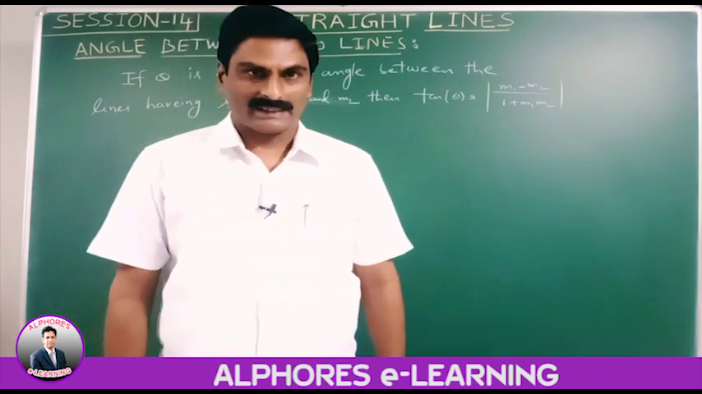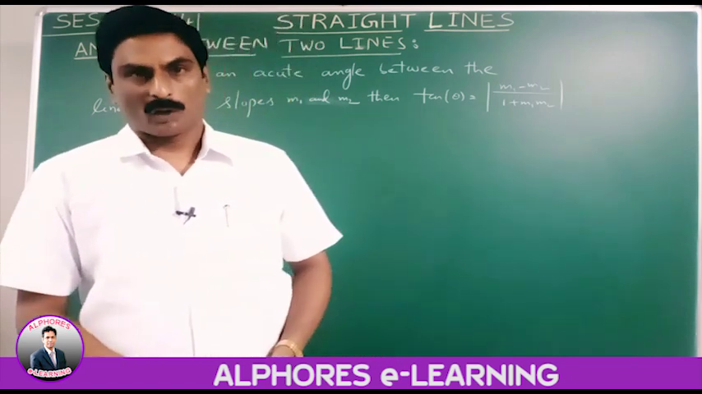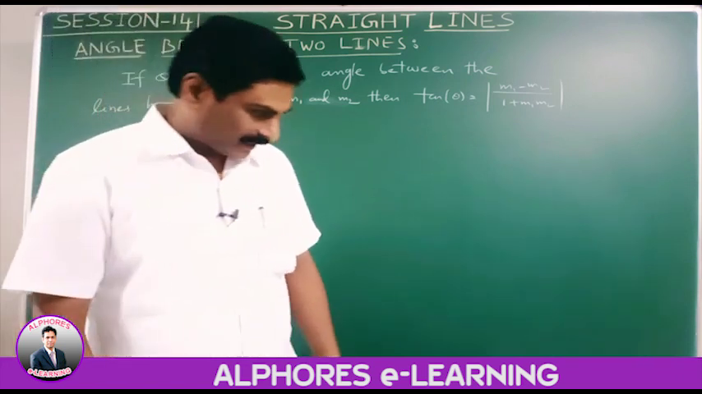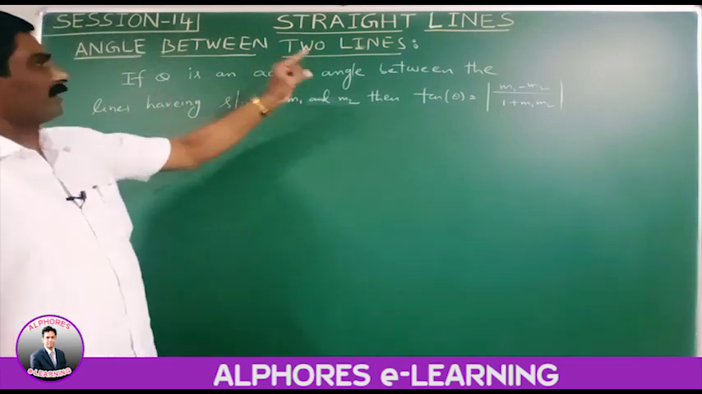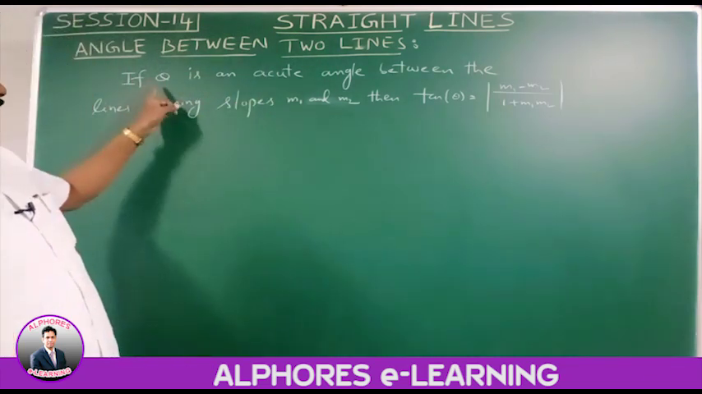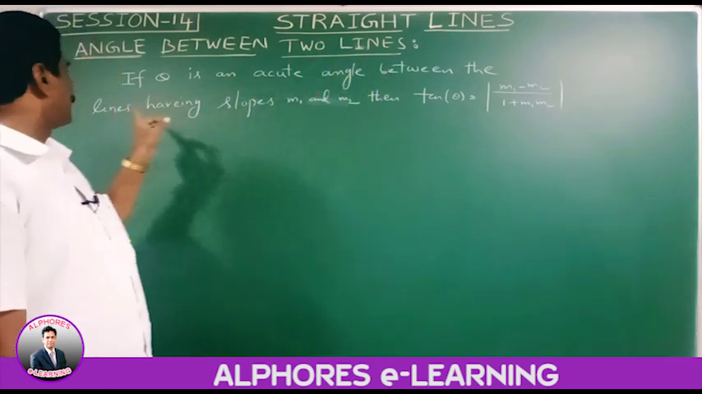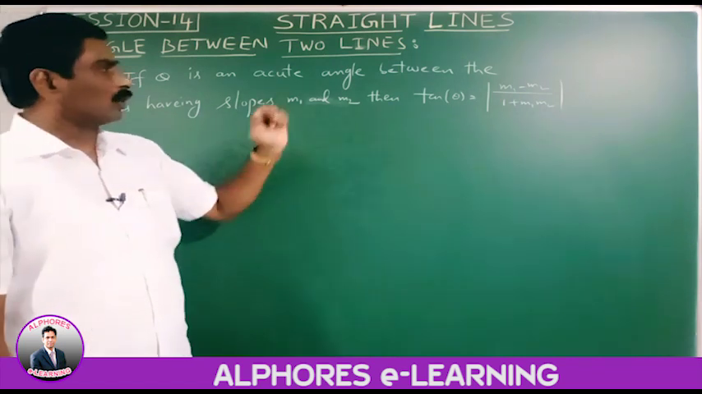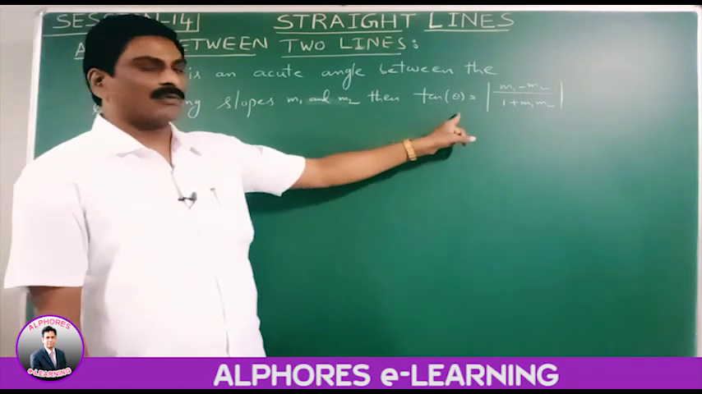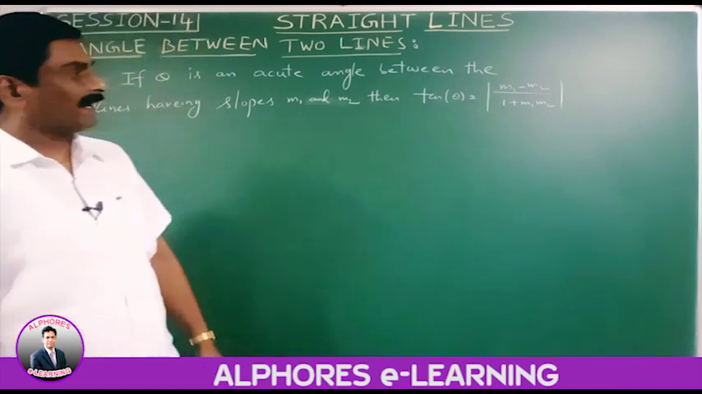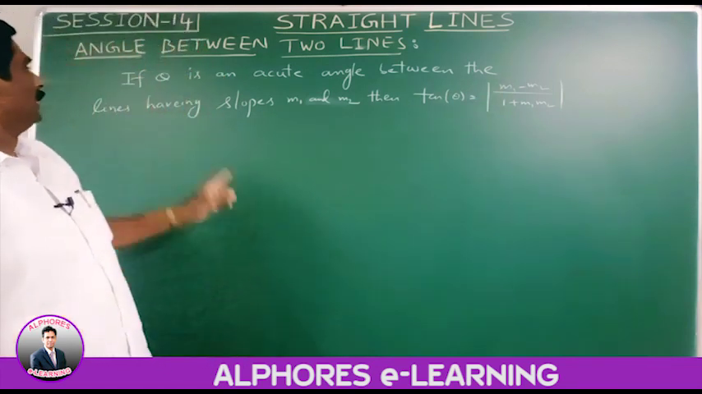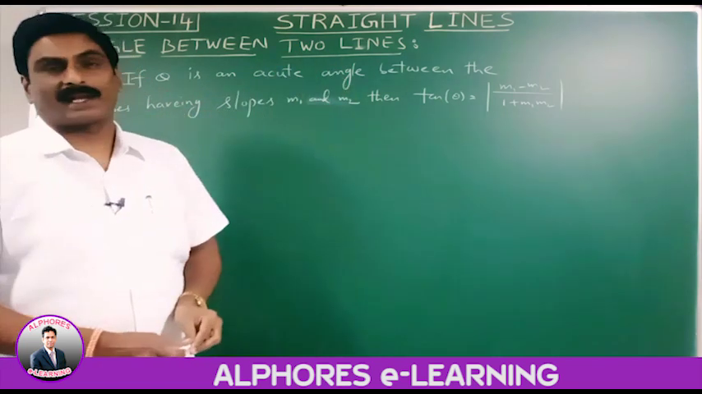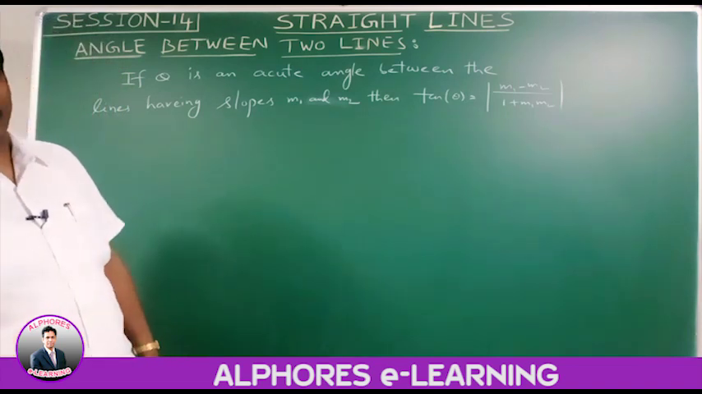Dear students, in this session I am going to discuss the angle between the lines and related problems. Please note this value, the angle between two lines. If theta is an acute angle between the lines having slopes m1 and m2, then tan theta is equal to mod of (m1 minus m2) by (1 plus m1 m2).